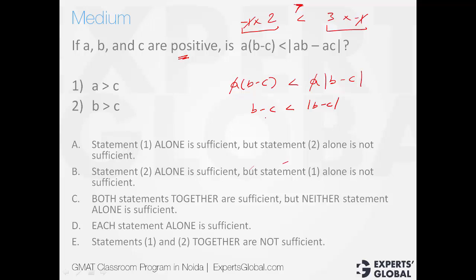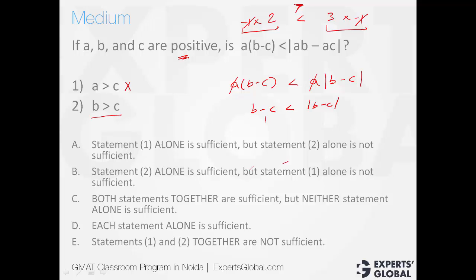And therefore the answer depends on the relationship between b and c. Statement 1 is not going to be sufficient. It doesn't talk about b, talks about only a and c. A has anyway gone out of the equation. It comes down to these two. B is greater than c.